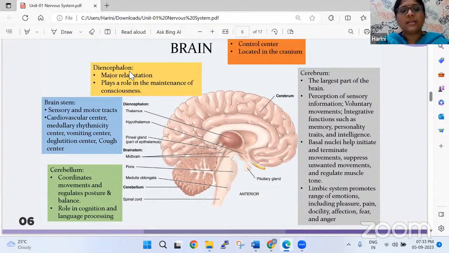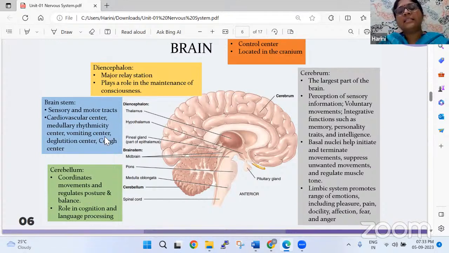So this is about the diencephalon. The diencephalon also helps, as I just told you, with auditory and olfactory functions. It's involved in consciousness. If there is any damage to the diencephalon regions, it leads to loss of consciousness. Okay, so now we have done with our three major parts.